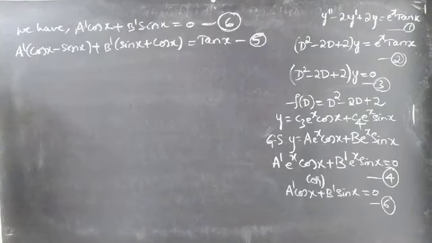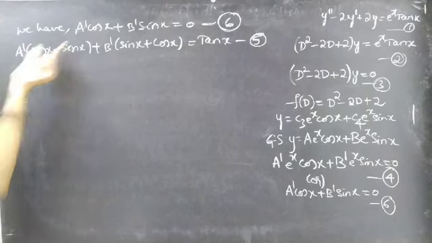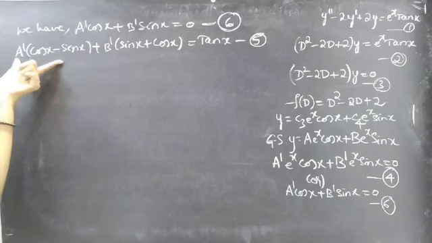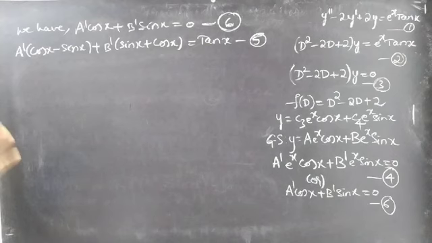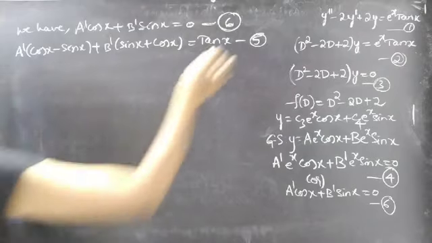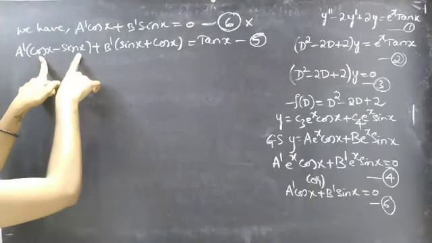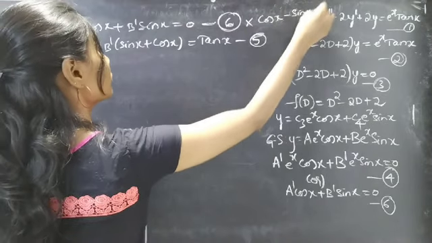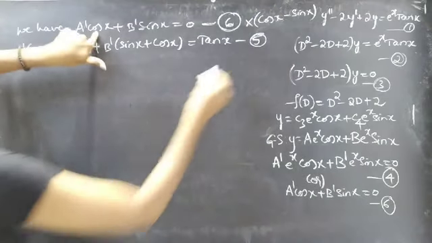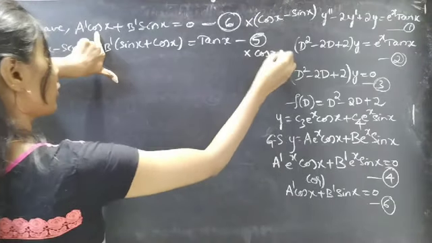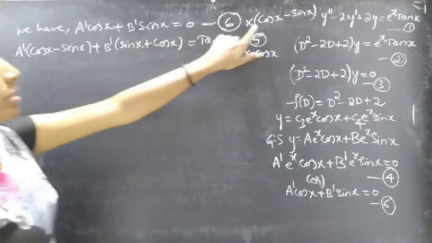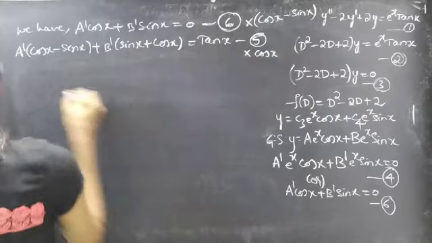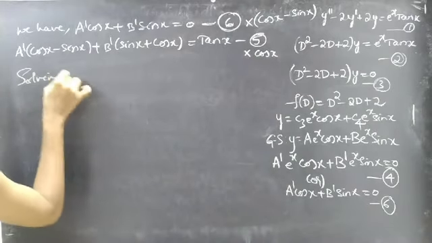We have equation 6 and 5, right? We need to solve these two equations to find a dash and b dash. Just observe the term involving a dash firstly. We have a dash cos x in equation 5 and a dash of cos x minus sin x in equation 6, right? So in order to cancel the terms involving a dash from both the equations, we just need cos x minus sin x in equation 6 and cos x in equation 5. Just multiply equation 6 with cos x minus sin x and equation 5 with cos x.